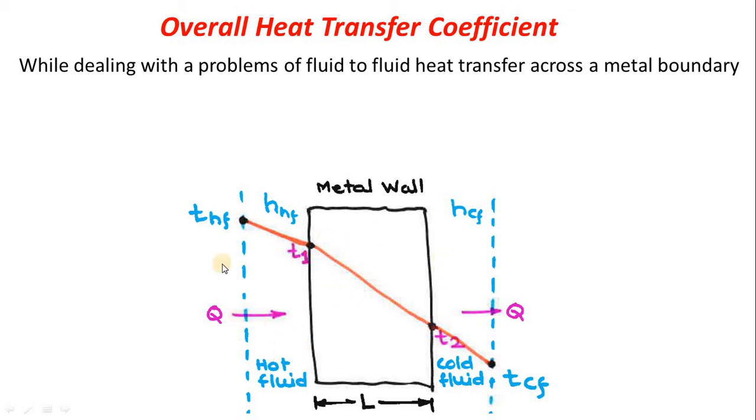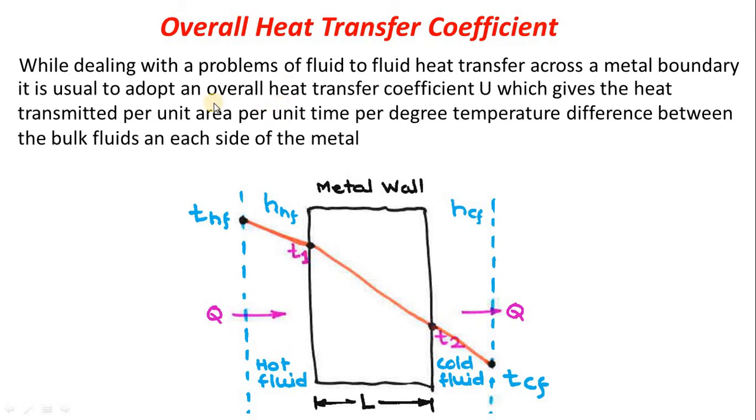In this type of example, there is a concept of overall heat transfer coefficient, which is denoted by capital U, which gives the heat transmitted per unit area, per unit time, per degree temperature difference between the bulk fluids on each side of the metal. That means for both sides you can define U.